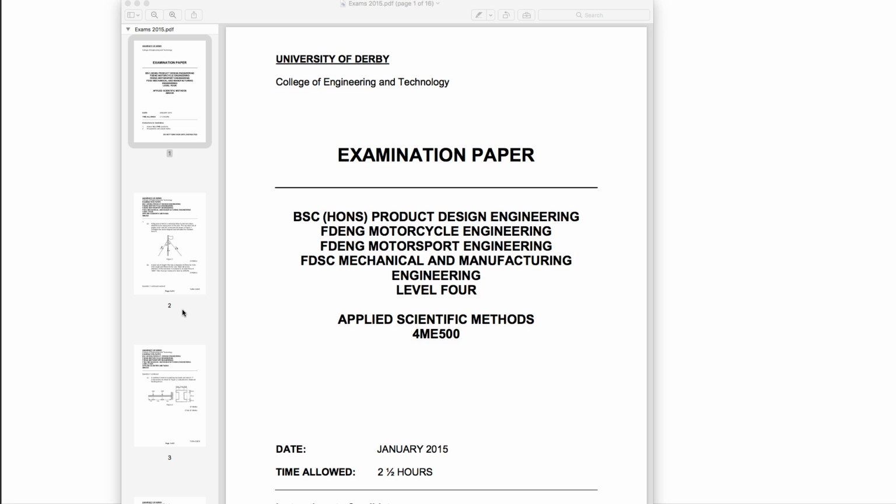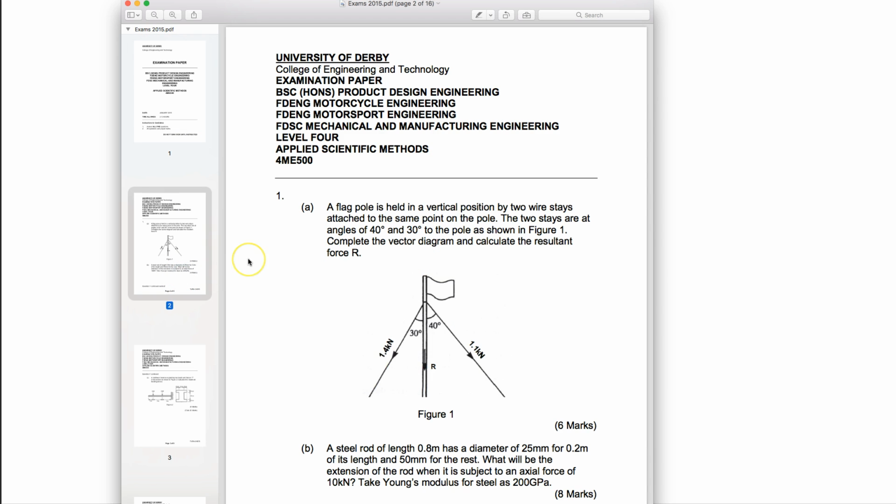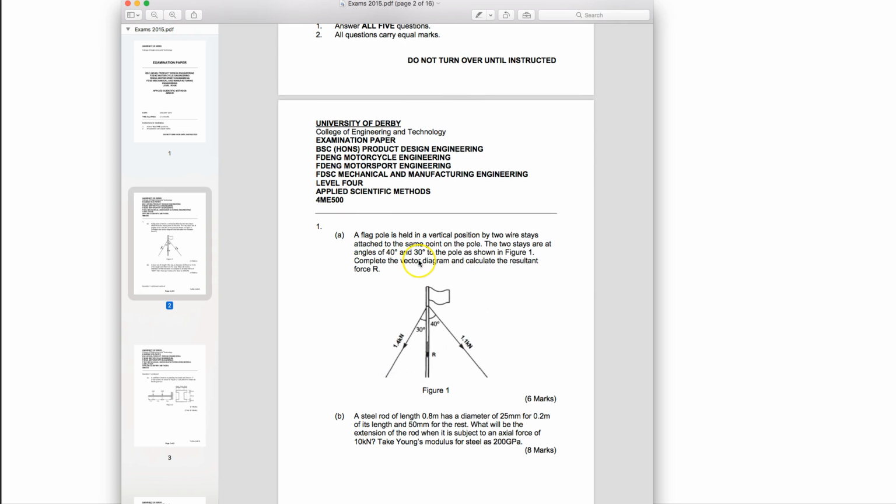So whenever you get an exam paper, what I recommend you do is just spend a couple of minutes without even putting pen to paper. Look through the thing, build your confidence. So let's have a look at what type of questions we're going to be tackling across these next few videos.